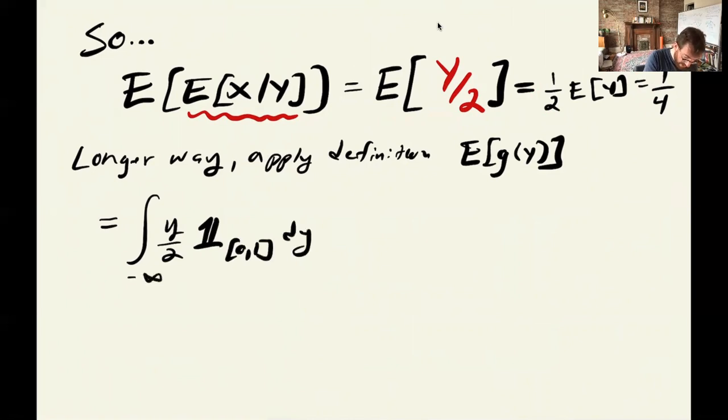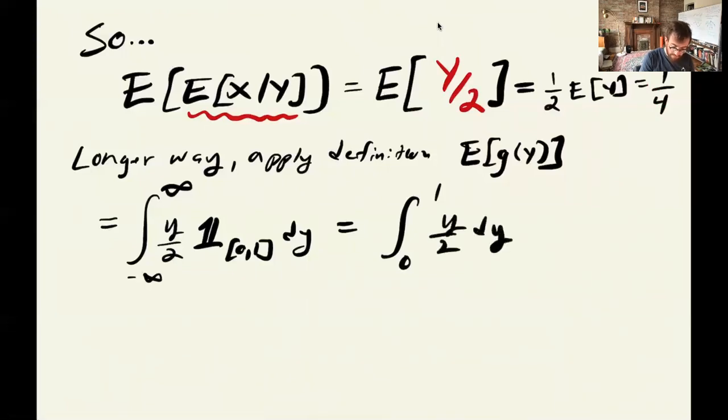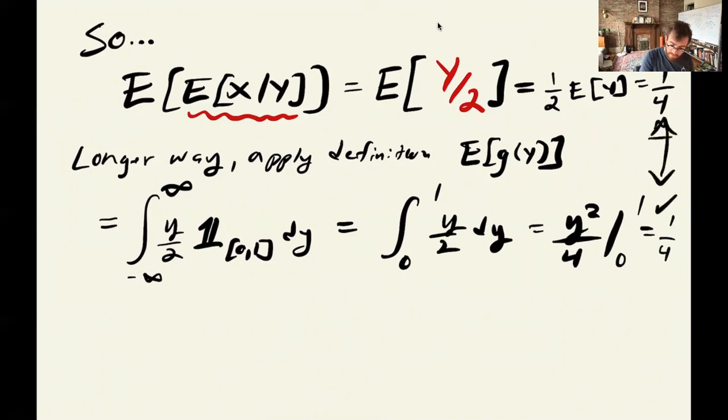Normally this is from minus infinity to infinity, but the indicator function is 0 outside of 0 to 1. So this ends up equaling the integral from 0 to 1 of y over 2 dy. Just working through this real quick, we see it's y squared over 4, evaluated at 1 and 0. And that gives us exactly what we want: a fourth. So these two answers agree. So that's good. Math works.